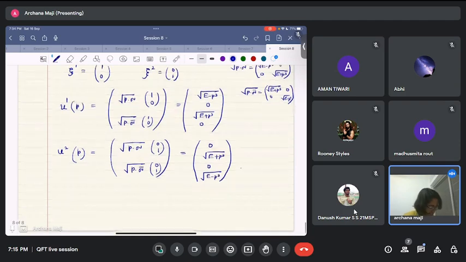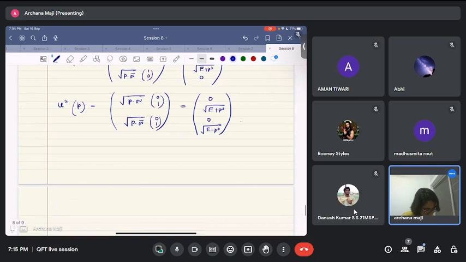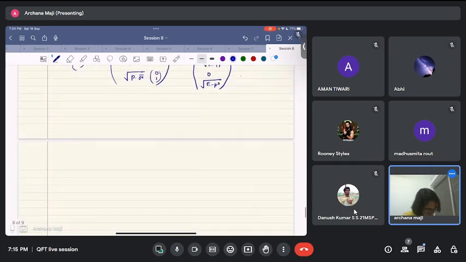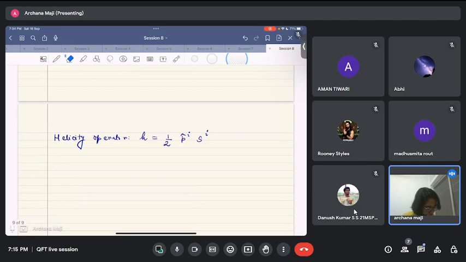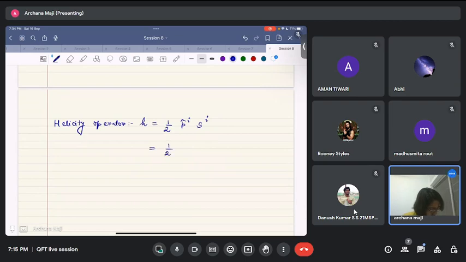Okay. Now let's define the helicity operator. So what is the helicity operator? It's defined as half of sigma dot p hat. So it's the projection of spin along the direction of the momentum. Okay, so this is sigma I 0 0 minus sigma I.